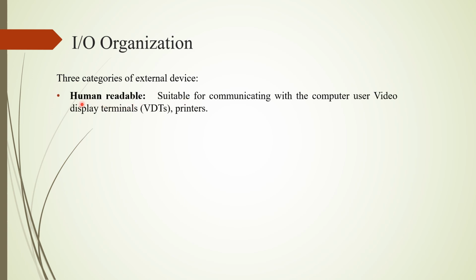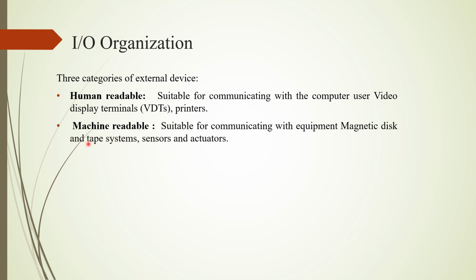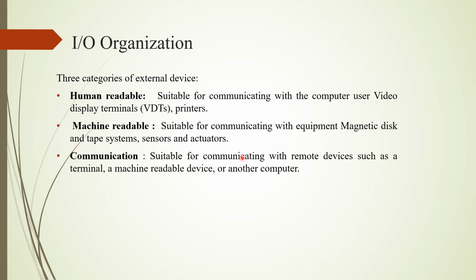External devices which can be read by human beings are called human readable, which are mainly suitable for communicating with the computer user, such as video display terminals and printers. Machine readable external devices are suitable for communicating with equipment like magnetic disc and tape systems, sensors and actuators. Communication related external devices are suitable for communicating with remote devices such as a terminal, a machine readable device or any other computer.